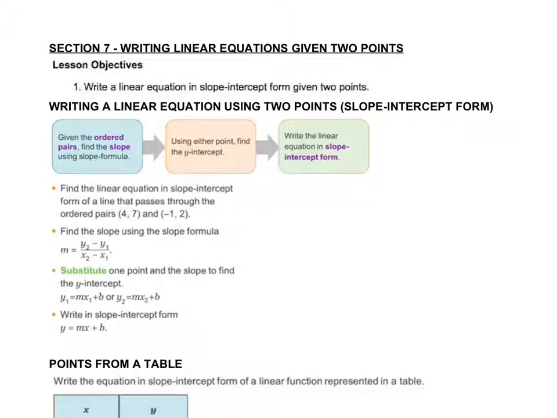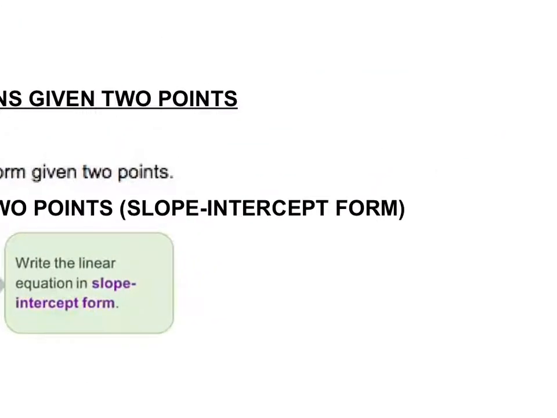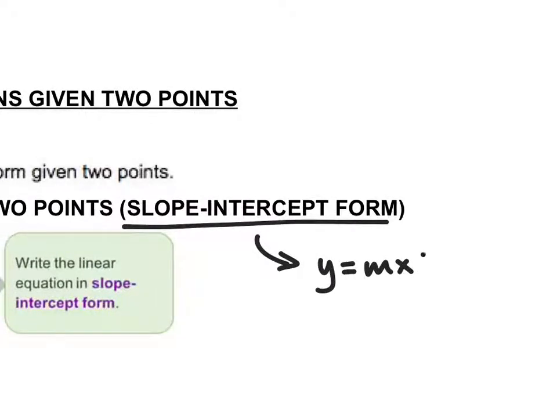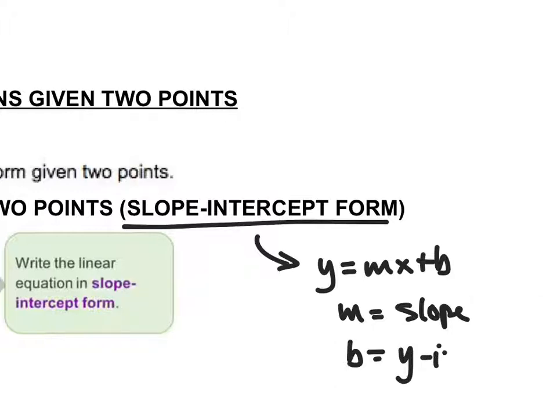So the first method I'm going to show you is probably the easier method, and what we're going to do is use slope-intercept form. And remember that slope-intercept form has y equals mx plus b, where m is your slope and b is your y-intercept, okay? So that's what we've got.